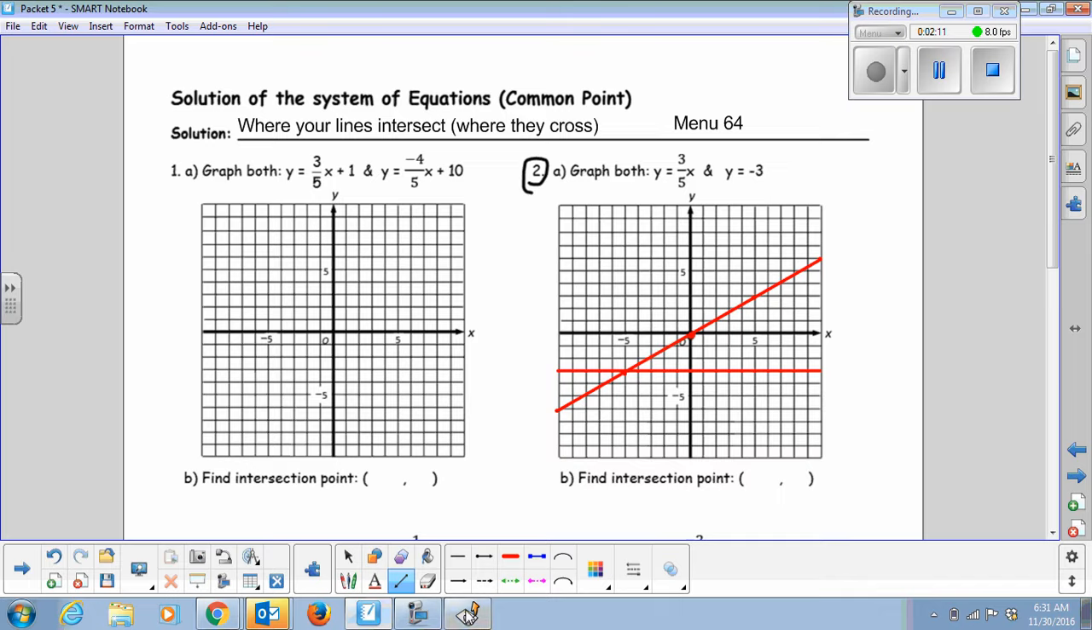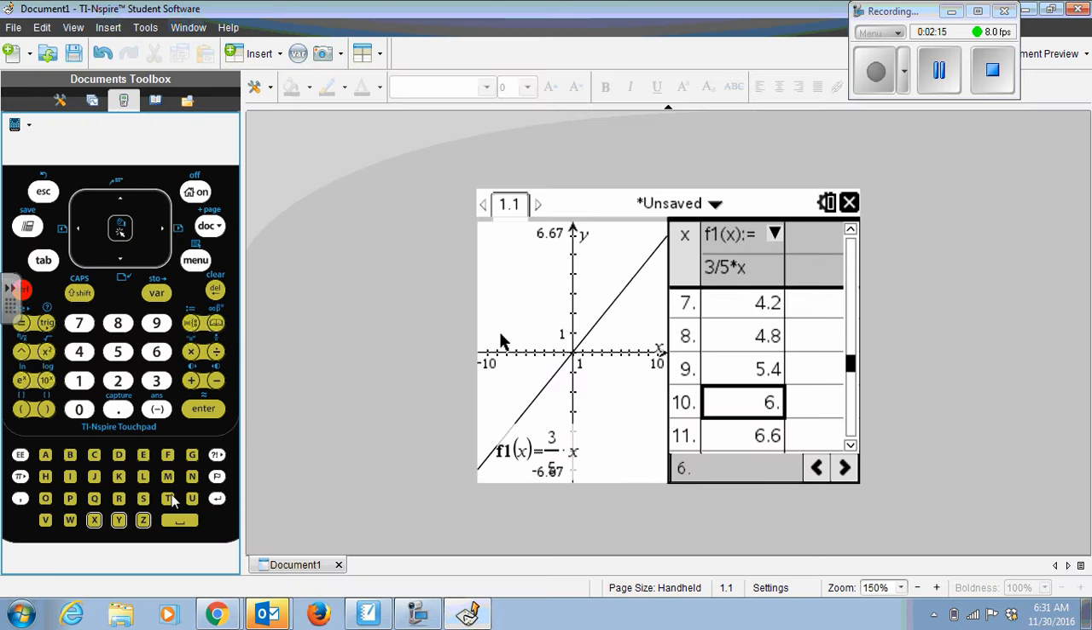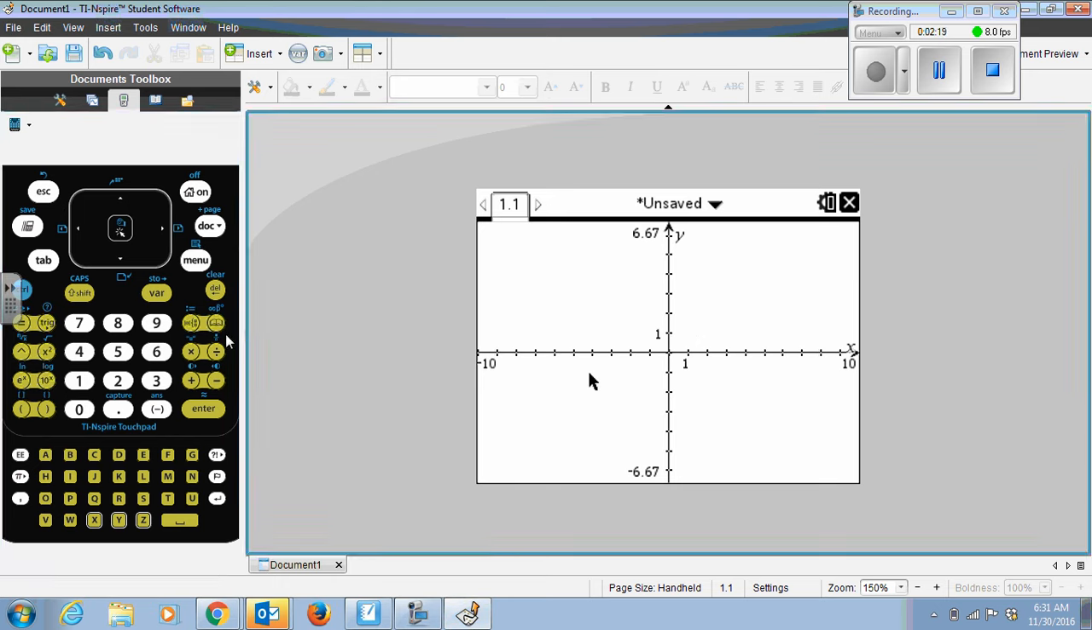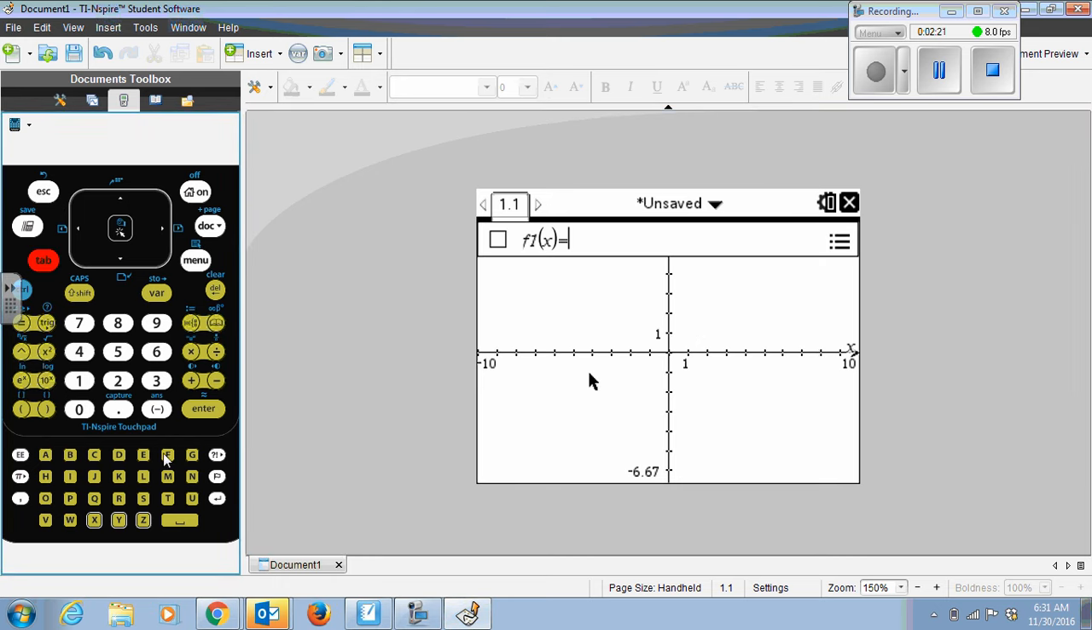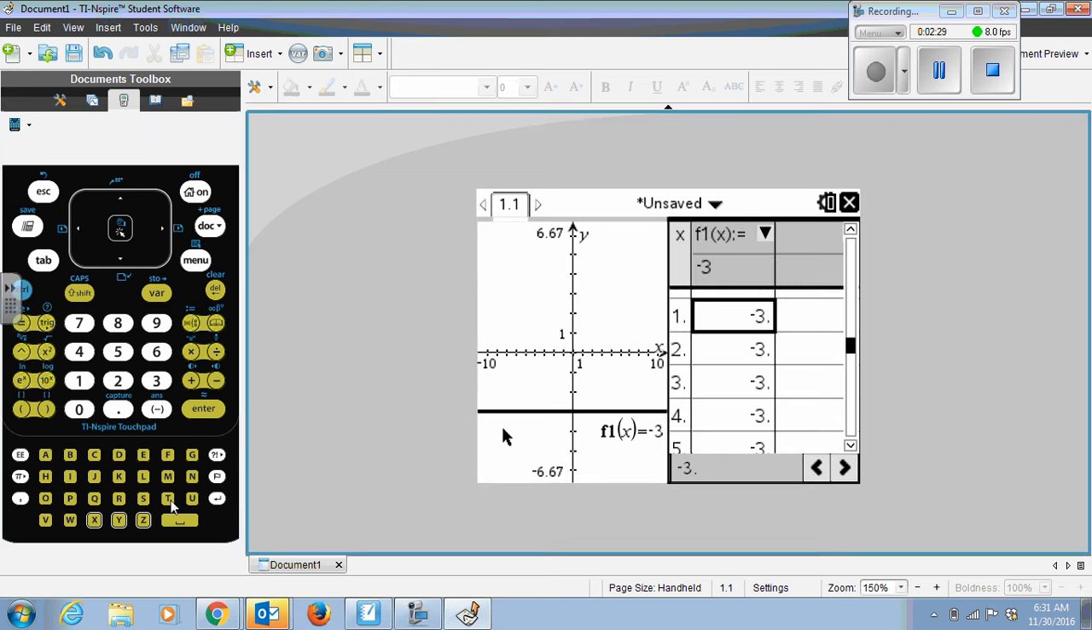For the second line, y equals -3, you could have done the same thing. Okay, and you see that it's a straight line right through -3. And you can also look at your table here, and you just go at 1, you go down to -3, 2, you go down to -3. So either way, you're going to get the same line.